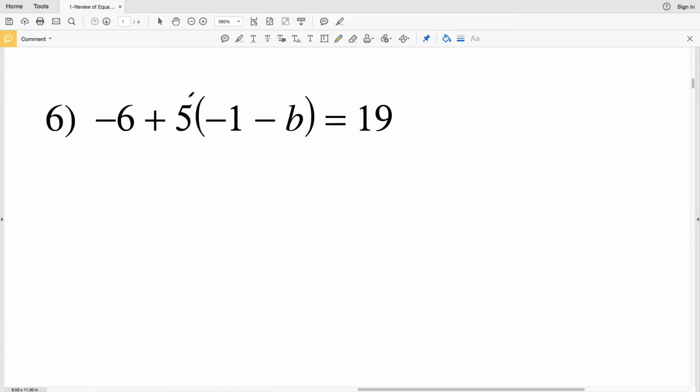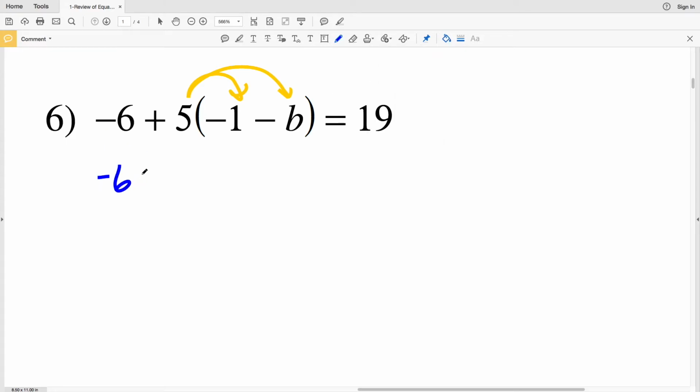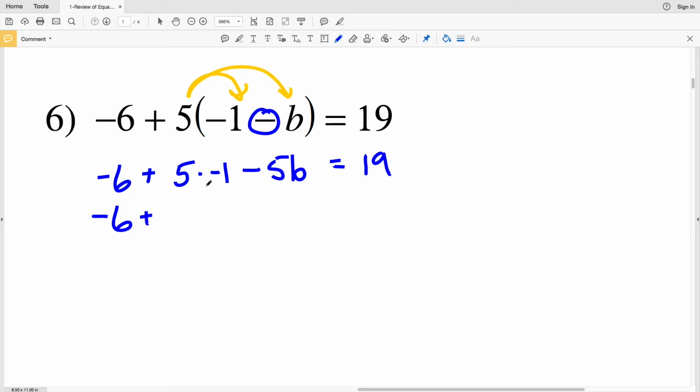In number 6, again, we're going to have to distribute. This time, we're going to distribute a 5. So we have negative 6 plus 5 times negative 1 minus 5 times b. So 5b is equal to 19. I'm going to work out the math, so we'll have negative 6 plus 5 times negative 1 is negative 5 minus 5b, and that's equal to 19.